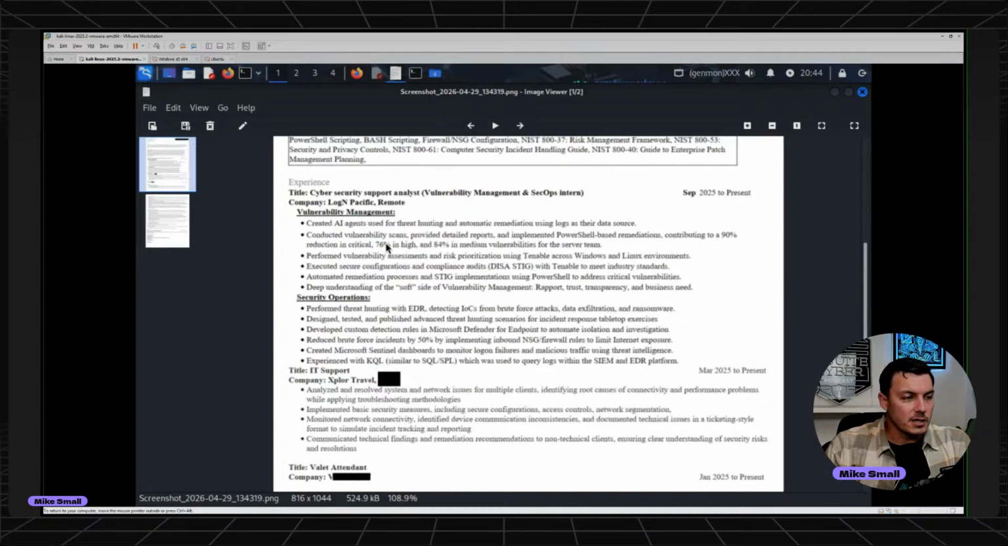Detecting IOCs from brute force attacks, data exfiltration, ransomware. Okay. Design, tested, published advanced threat hunting scenarios. I would talk about how. How did you do this? What did you utilize to publish that? Were you doing that in the SIEM or the EDR?